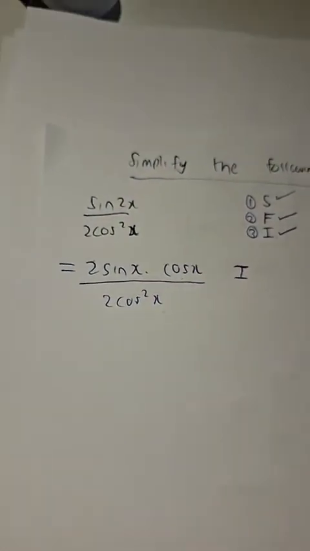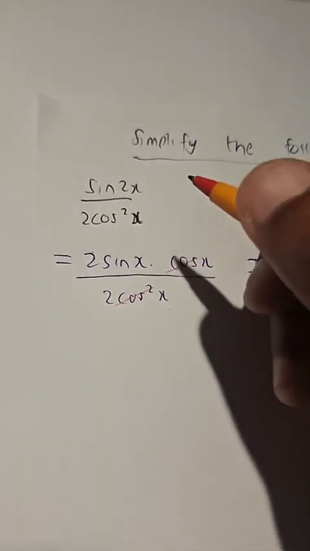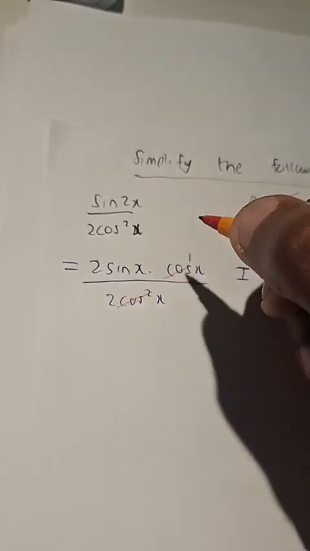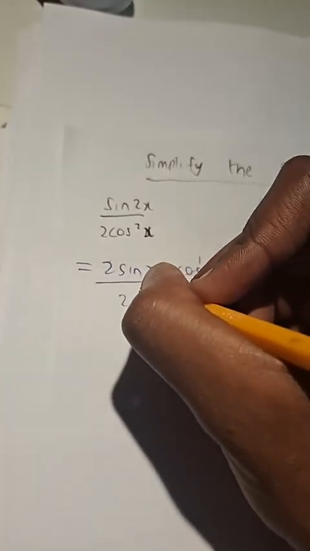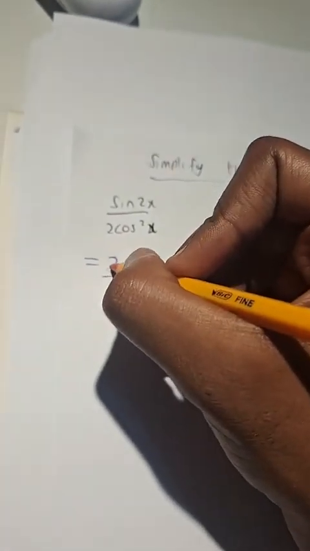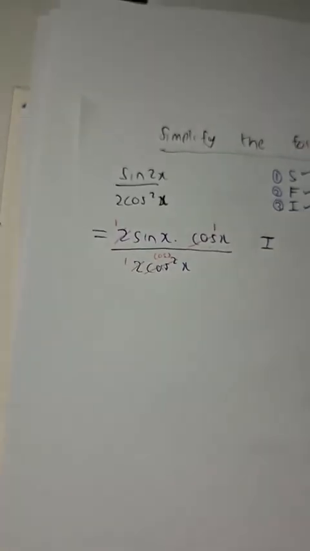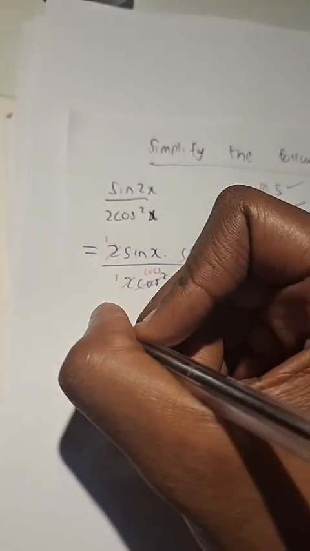So if I cancel, guys, I'm just going to use a different sort of pen so that I can actually make the point clear. I'm left with 1 here. Here I'm left with a cos x, one of them. Okay. Then there's the 2 and the 2. 2 divided by 2, I'm left with 1, and I'm left with 1 there. So my final answer then is what?